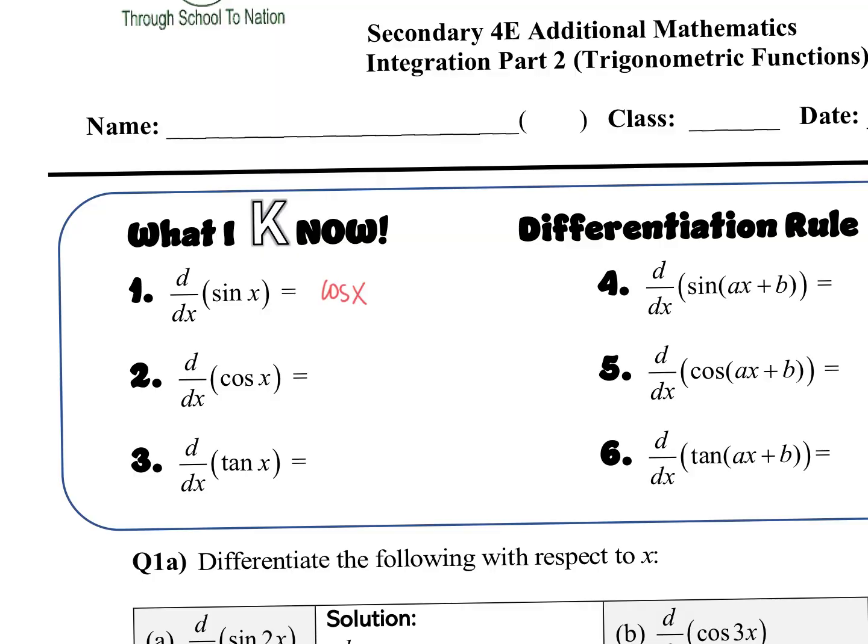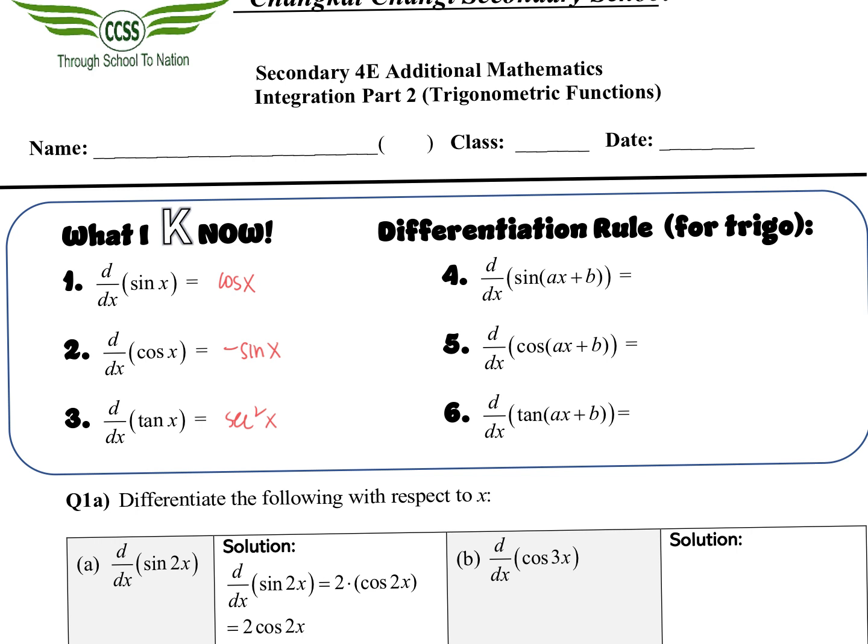Cosine. What is differentiation of cosine? Minus sine. What is differentiation of tangent? Okay, very good. What if we make it to be a function? So you get cosine of this thing, times a. What about this one? Minus sine ax plus b, times a. This one? Secant square.